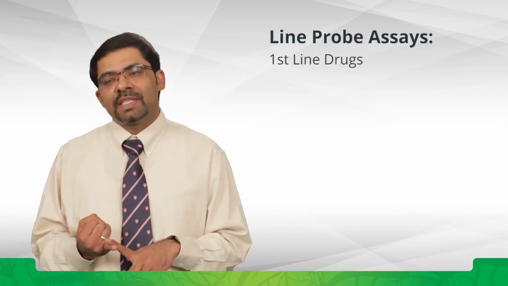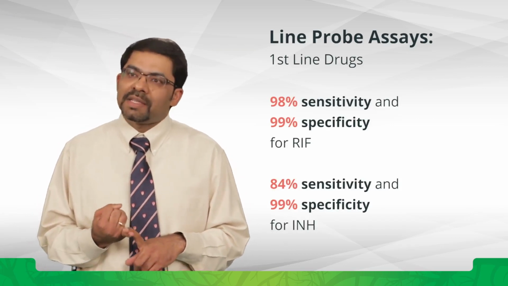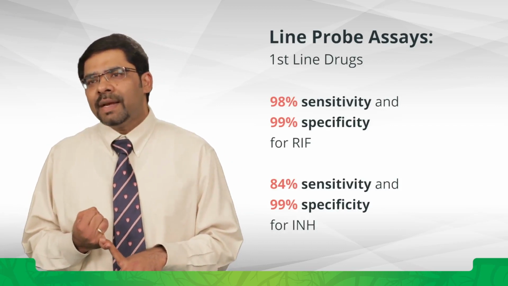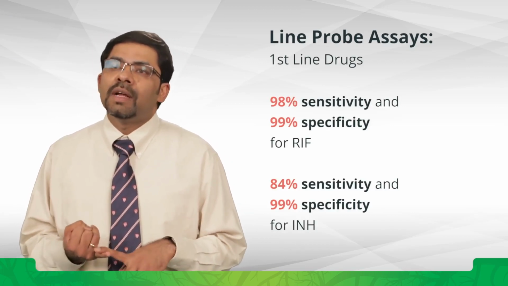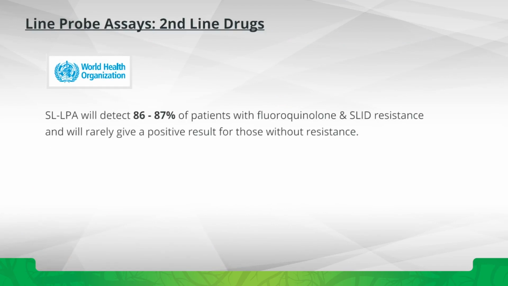LPA is available for first-line drugs. They pick up rifampicin resistance with very high sensitivity and specificity as shown on the slide. Isoniazid performance is not as good as rifampicin, but still quite high. And there are second-line LPAs available, which were recently approved by the World Health Organization, which can rapidly detect resistance to fluoroquinolones, as well as second-line injectable drugs like amikacin and kanamycin.